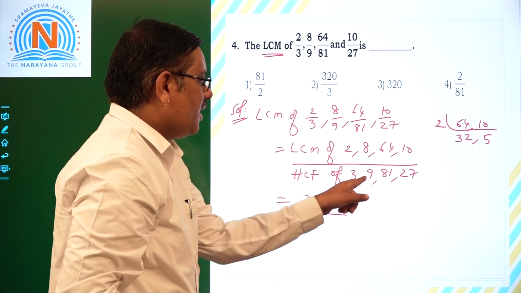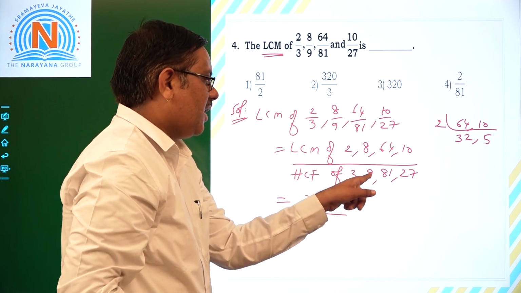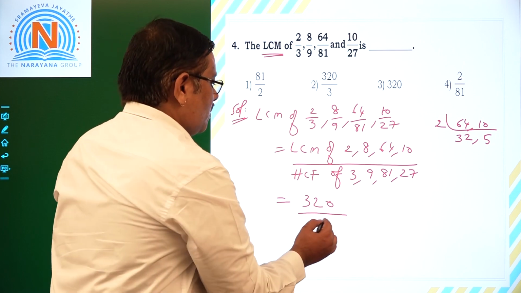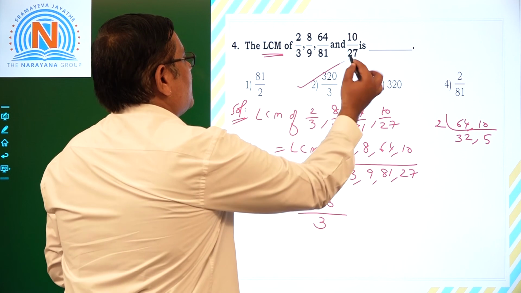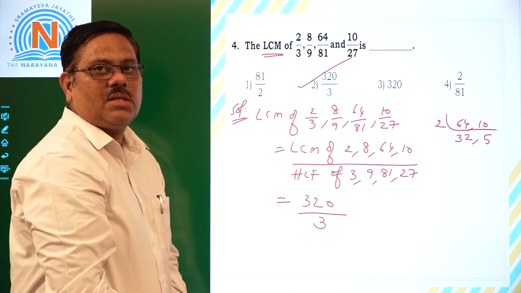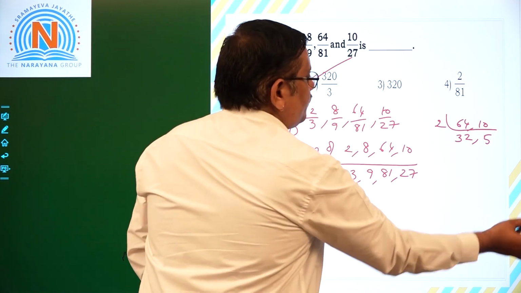HCF: look at 3, 9, 81, 27. 3 is a factor of 9, 81 as well as 27. So here 3 itself is the HCF. So 320 by 3, that is nothing but the second option, the right answer for this question. Now we move to the next question.